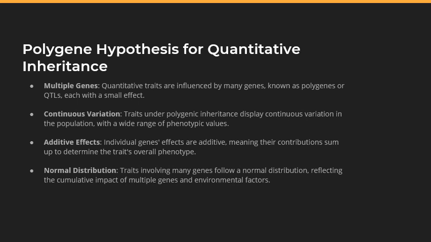Lastly, let's talk about normal distribution. When many genes with small effects are involved, the traits often follow a normal distribution or bell-shaped curve in the population. This distribution results from the cumulative effects of multiple genes and environmental factors.